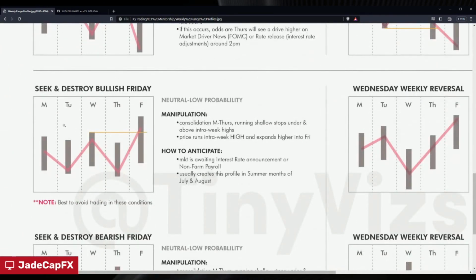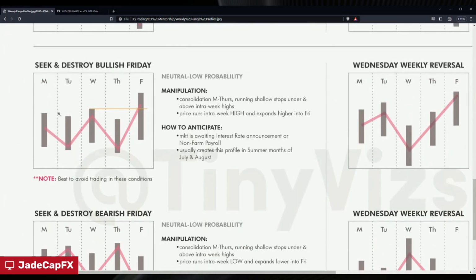So these are the ones that I want you guys to pay attention to this week, and this is exactly what I was anticipating going into this week. We had the July 4th holiday, we had FOMC, and we had non-farm payroll. So this makes this week extremely range bound and seek and destroy.